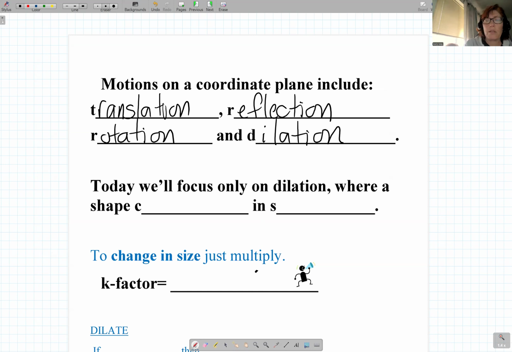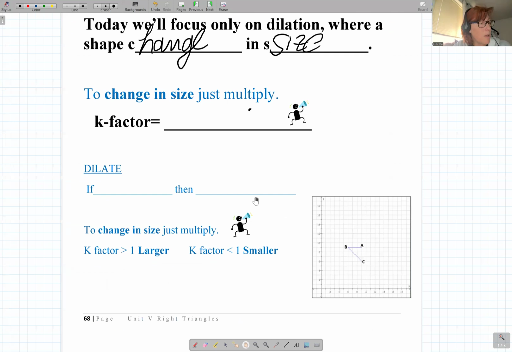Today, we're only going to focus on shapes that change in size. And of all the motions on a coordinate plane, this personally is what I believe is the easiest. To change in size, just multiply. We call what we multiply the K factor. It's also known as the scale factor.